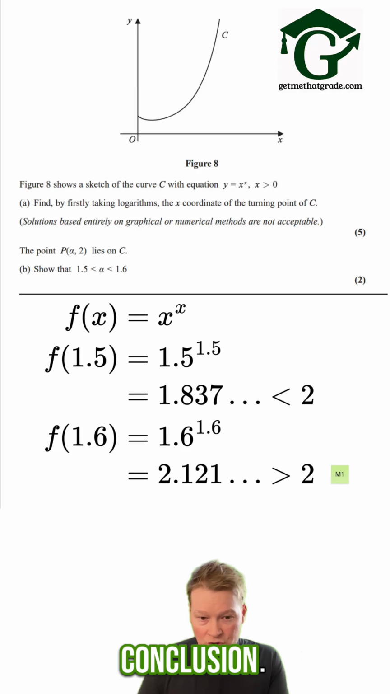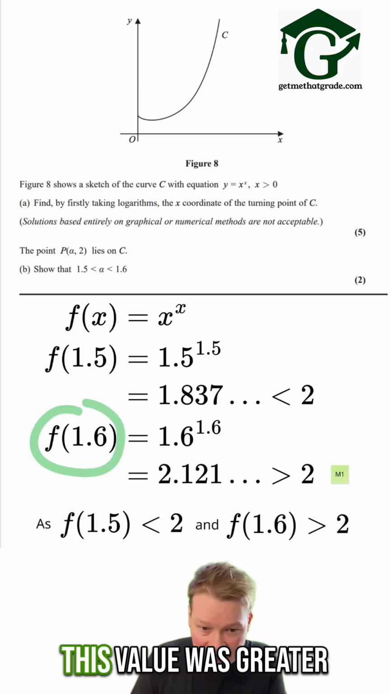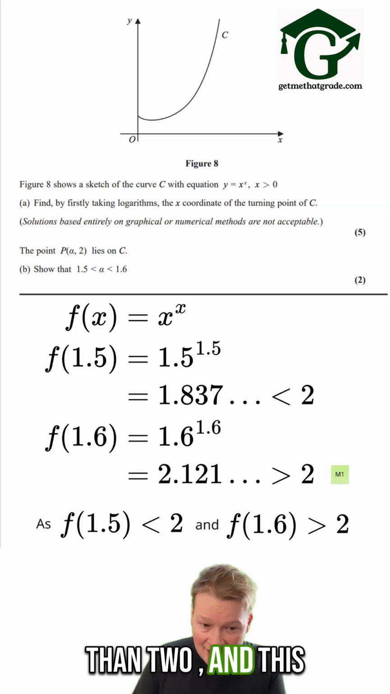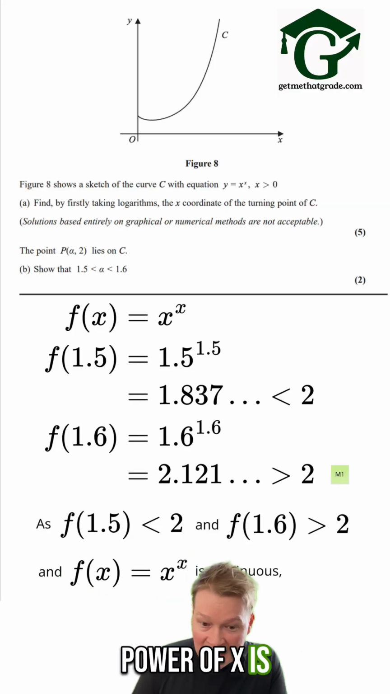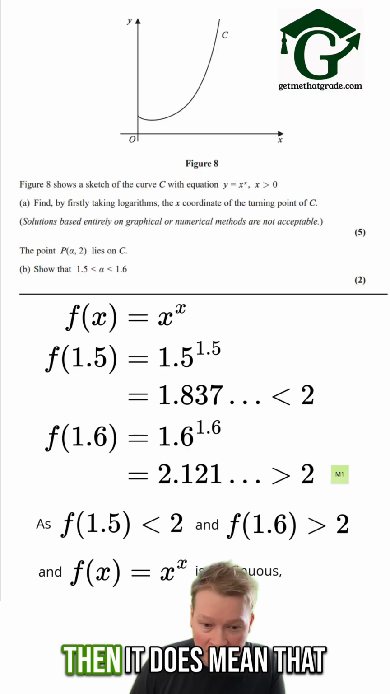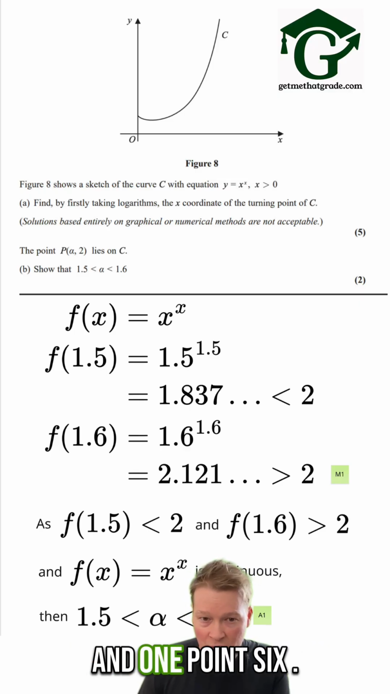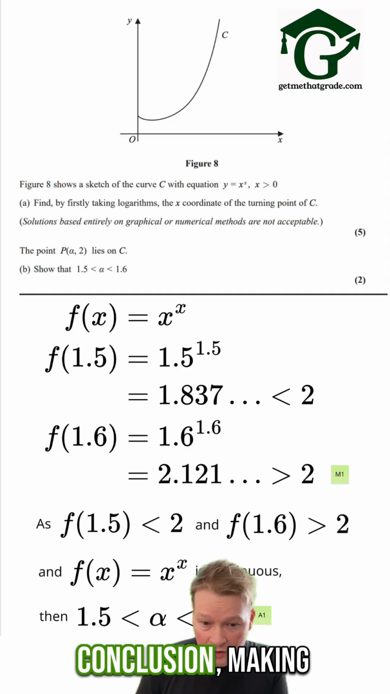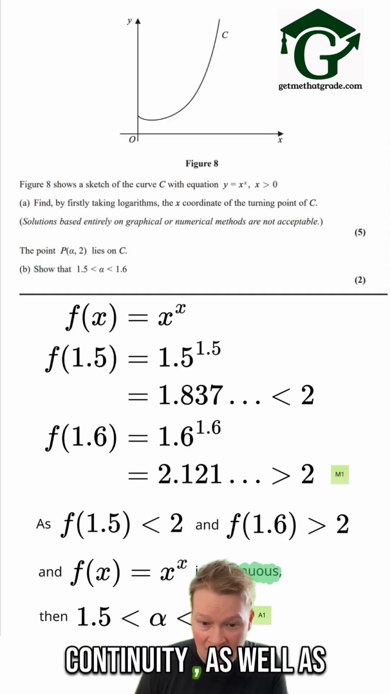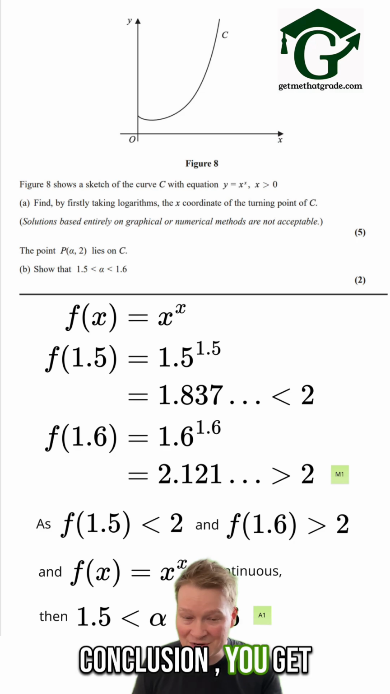Now we need to write a conclusion. Because this value was less than 2, and this value was greater than 2, and this function x to the power of x is continuous, that means we can draw it without taking our pen off the paper, then it does mean that the value of alpha is between 1.5 and 1.6. If you write that clear conclusion, making sure you refer to the continuity, as well as this being less than 2 and this being greater than 2, with this final conclusion, you get the final mark.